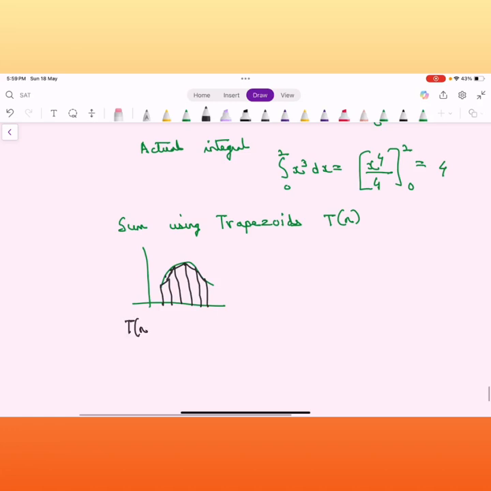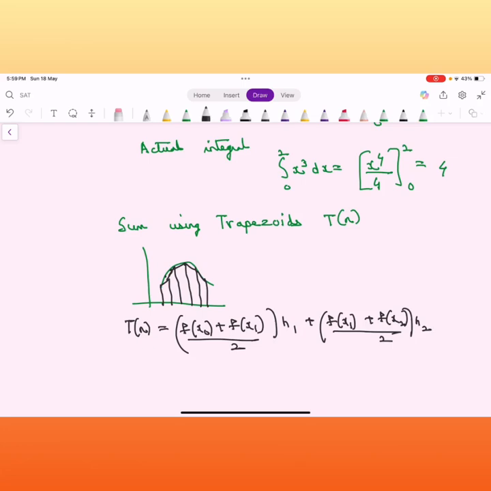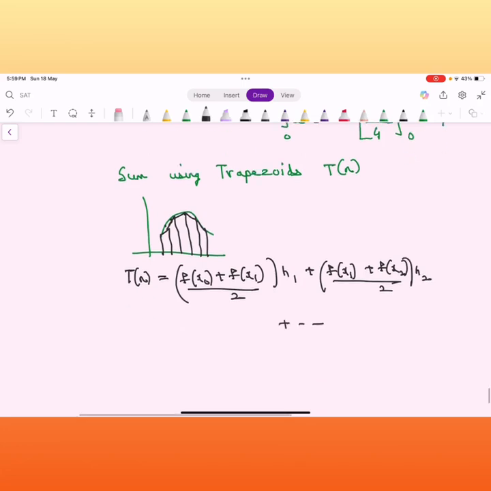So Tn using the trapezoidal rule is given by (f of x0 plus f of x1) by 2 into h1, where h1 is the width. Then you have (f of x1 plus f of x2) by 2 into h2, and so on. You go on up to (f of xn minus 1 plus f of xn) by 2 into hn. So this is using the trapezoidal rule.